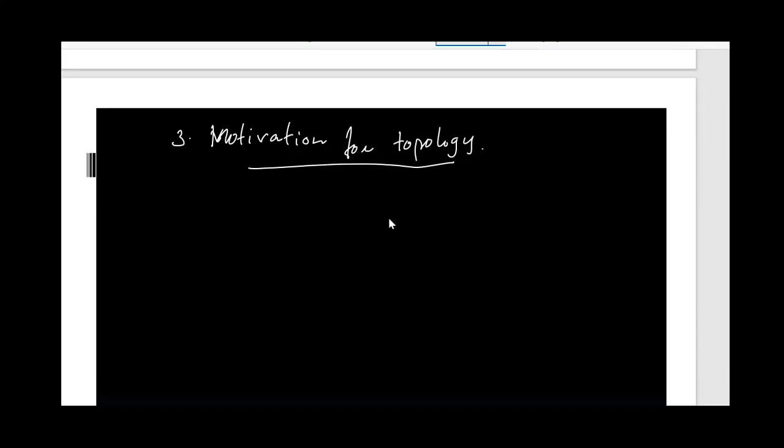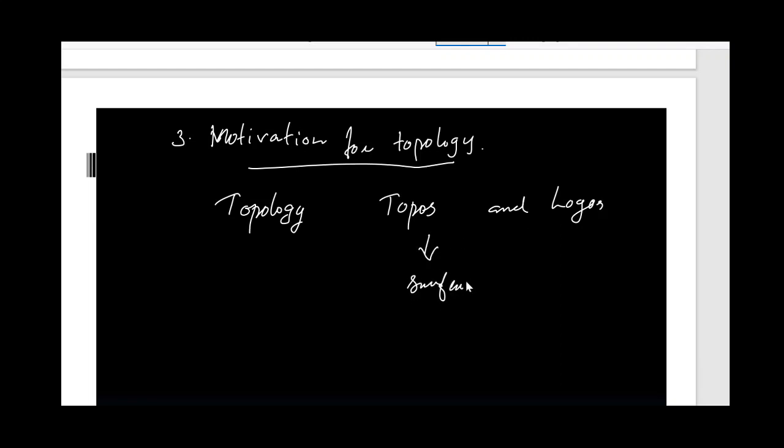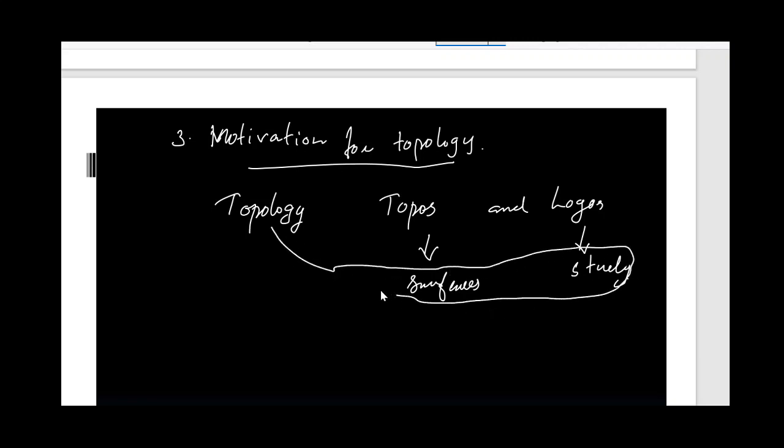So our topic name is topology. So what is the meaning of topology? Topology means, which can be split up into topos and logos. Now, topos means surfaces, logos means study. So topology as a whole means study of surfaces.